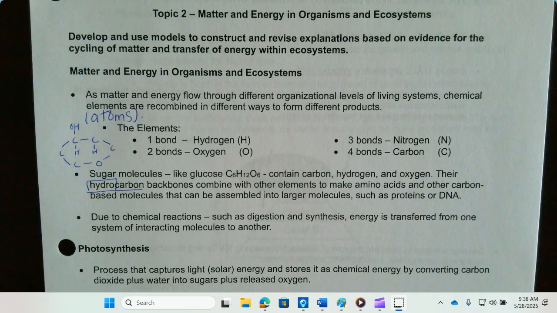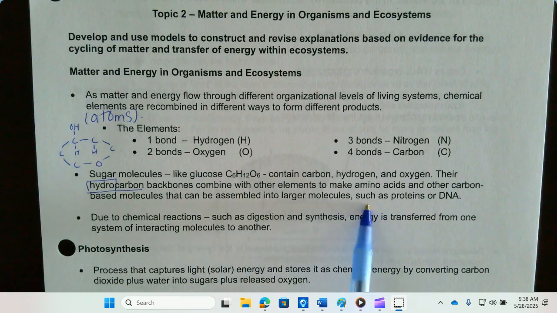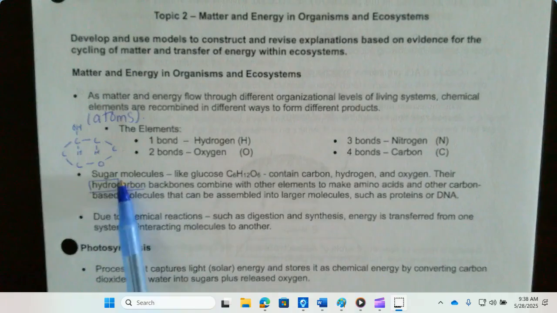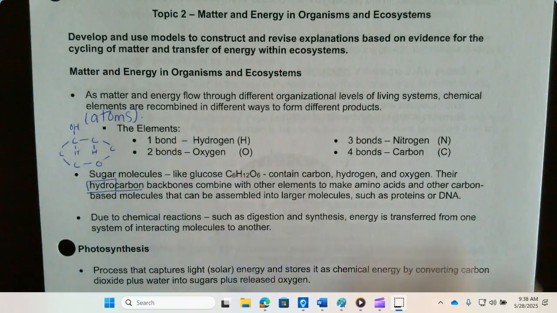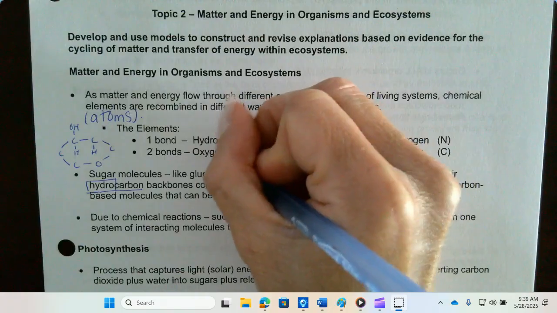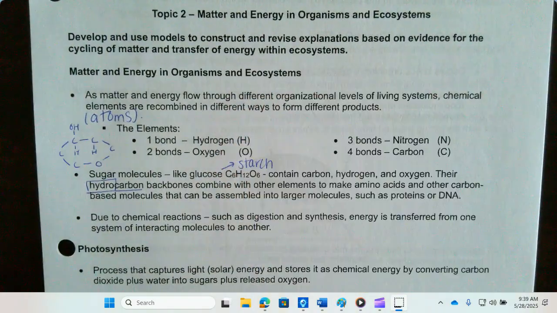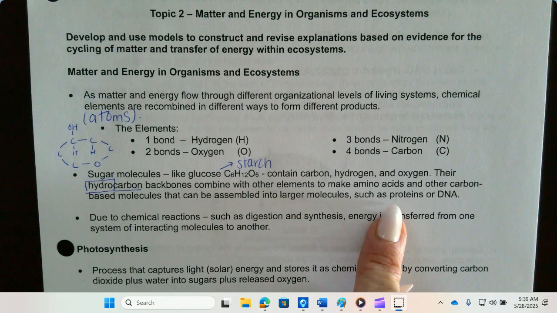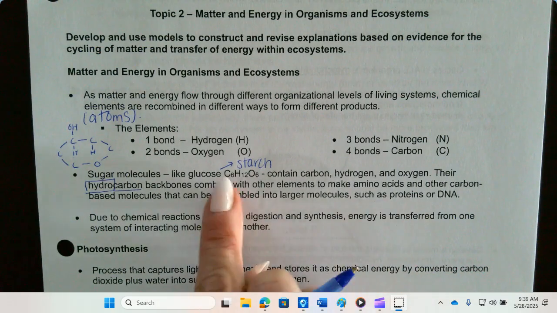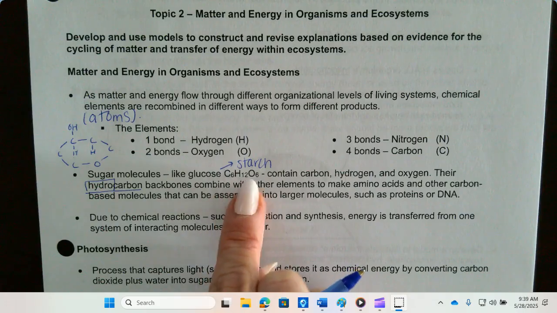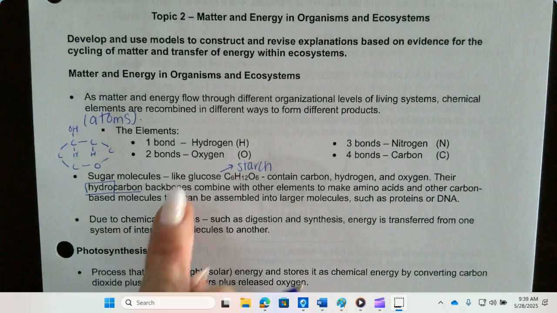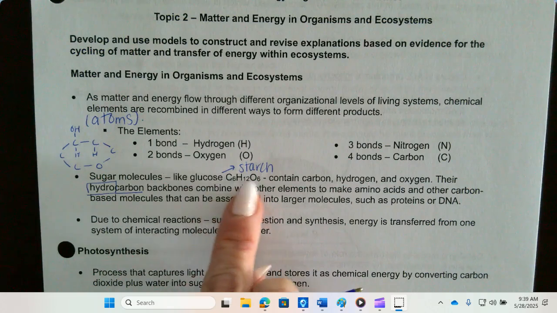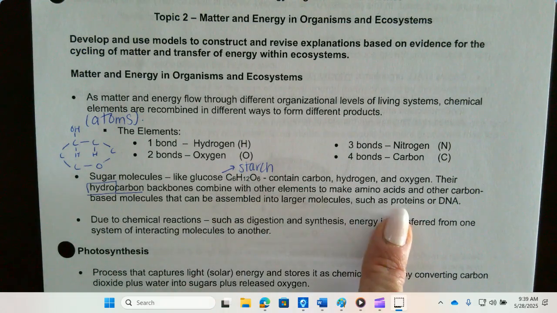Their hydrocarbon backbones combine with other elements to make amino acids and other carbon-based molecules that can be assembled into larger molecules such as proteins and DNA. So sugar, you can bond together a bunch of sugars, and when you bond together a bunch of sugars, you could make a larger sugar called starch. When you bond together a bunch of amino acids, you can make a protein. Also, what this is saying is that when you break apart the carbon, hydrogen, and oxygen, you can rearrange them. And from glucose, you could use those atoms as building blocks to make proteins.